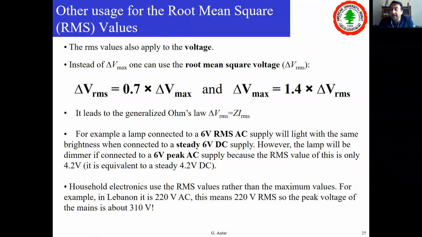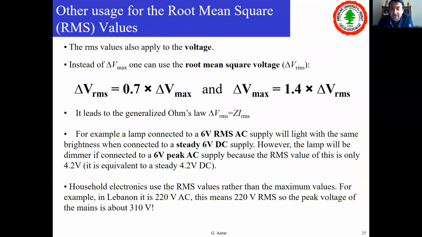The usage of this RMS is basically if you want to compare AC to DC signals. For household, we have 220 volt AC, but what we denote by 220 volt is the RMS value and not the peak value. So the peak value is not 220, and 220 volt is the RMS value.